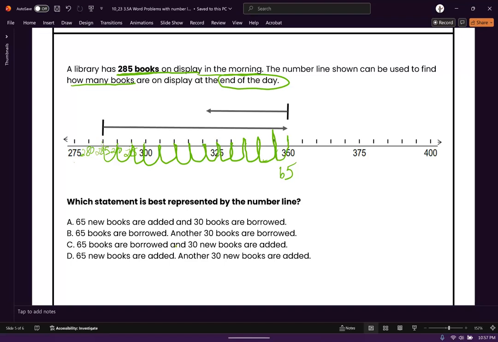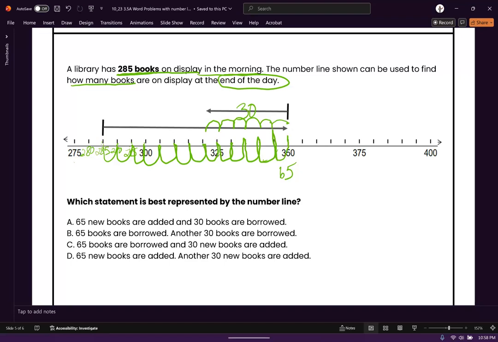So we have 5. I'm going to start here. 5, 10, 15, 20, 25, 30. So here we have 30. Okay. So if they started with 285, okay, they gained 65 more on display, and then 30 were taken off.